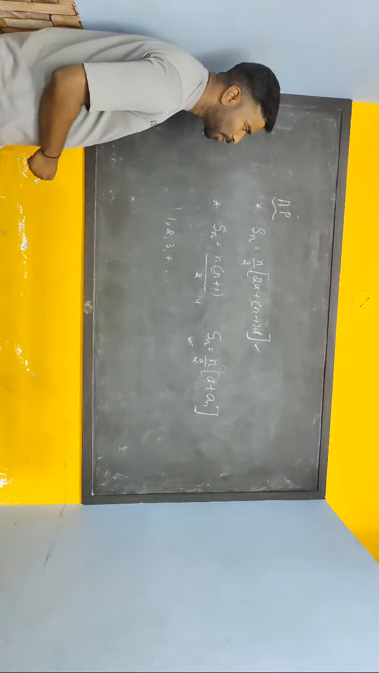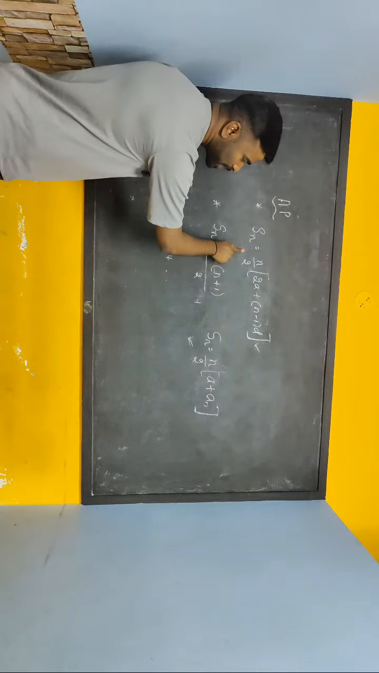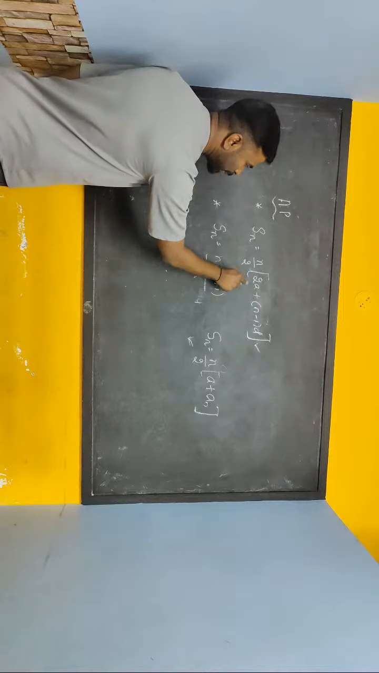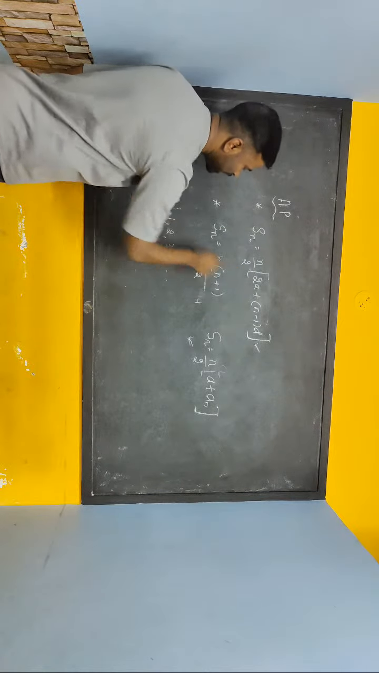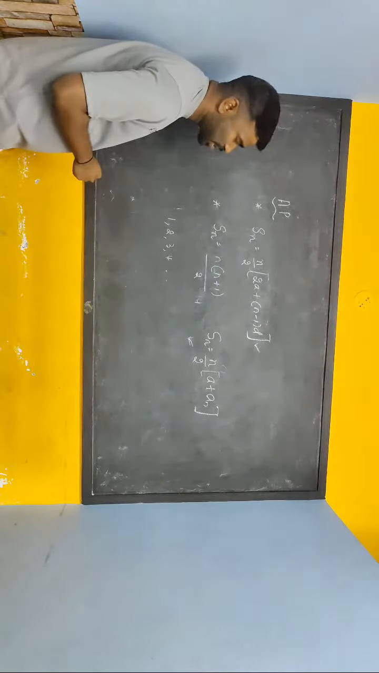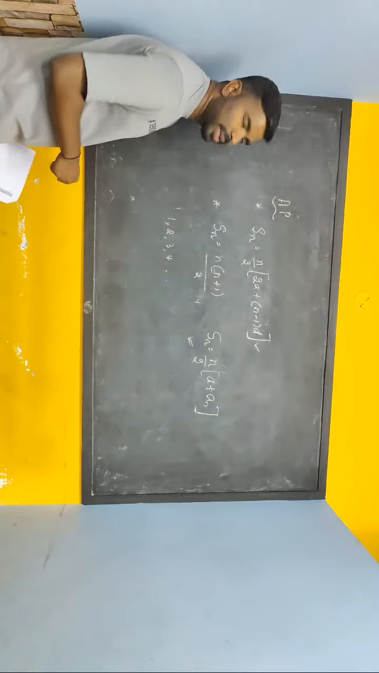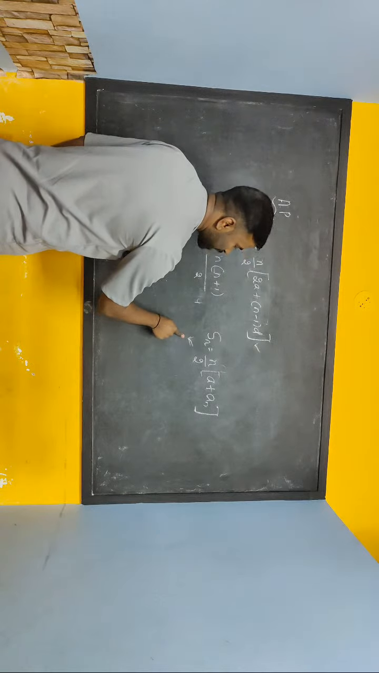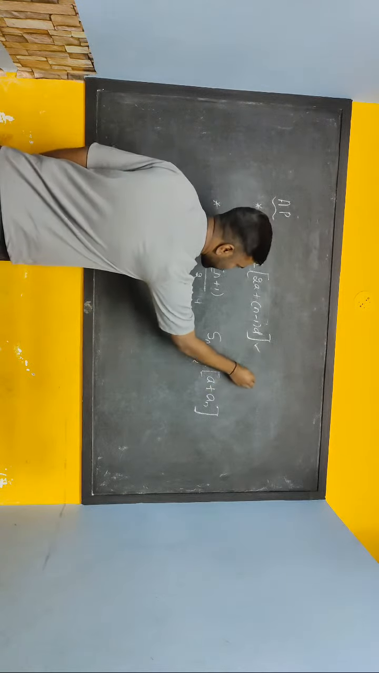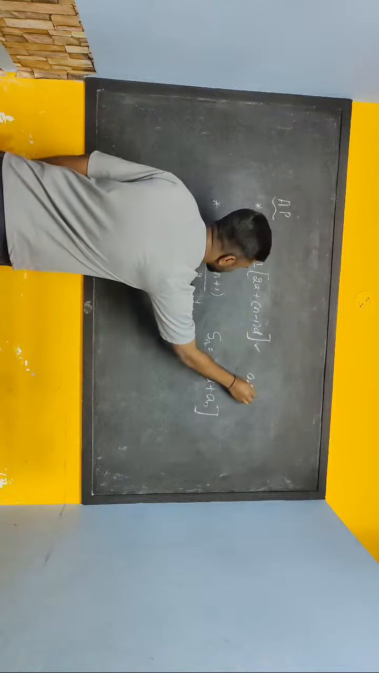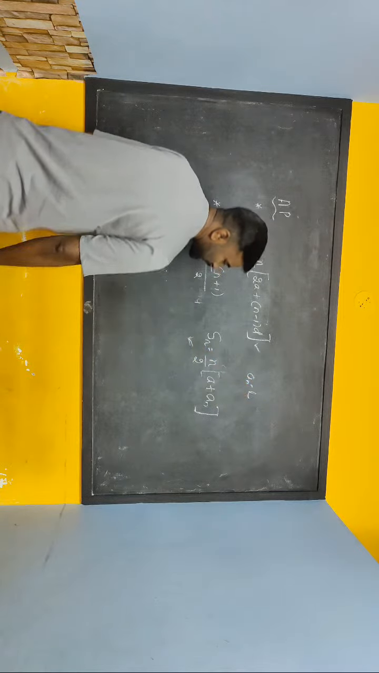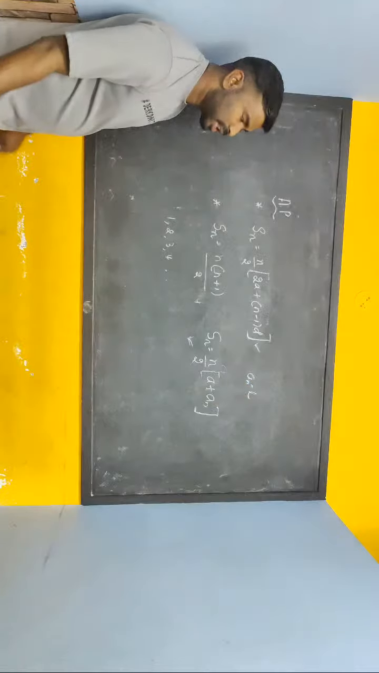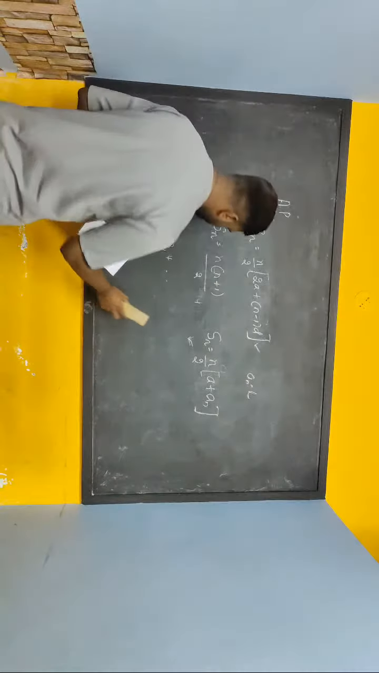The sum of n terms of an AP is given by the formula n by 2 into 2a plus n minus 1 into d. The sum of n natural numbers, Sn equals n into n plus 1 by 2. And the sum of n terms of an AP, if the last term is given, an is the last term, or you can replace an by l, then Sn equals n by 2 into a plus l.